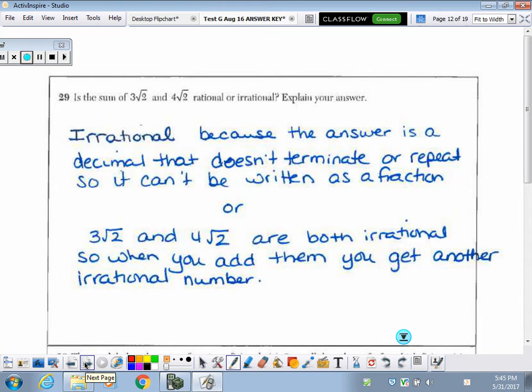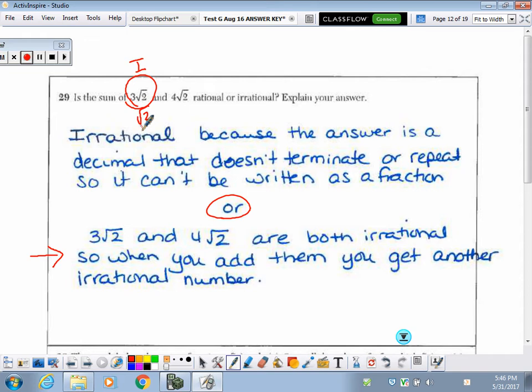They want to know if the sum of 3 radical 2 and 4 radical 2 is rational or irrational. So we have two different responses that would work here. Both of them state that this would be irrational. And one reason I usually go with this one is because if you look at this, this is irrational because the square root of 2 is not a perfect square. The answer is a number that goes on and on forever and never ends and never repeats.